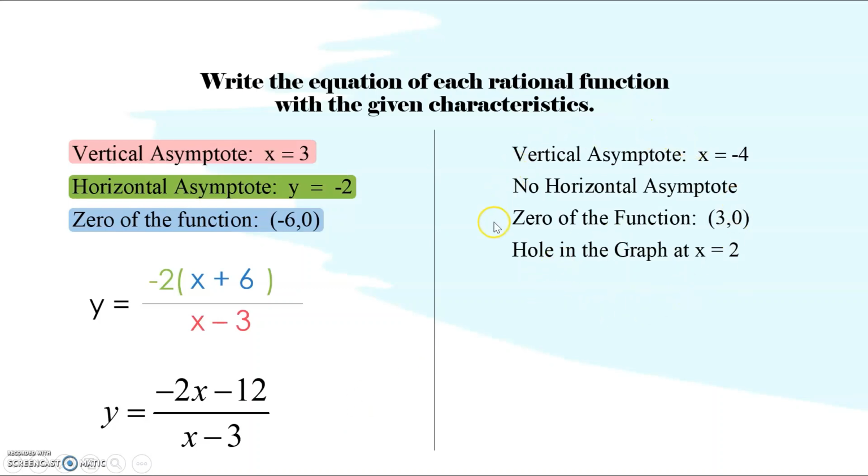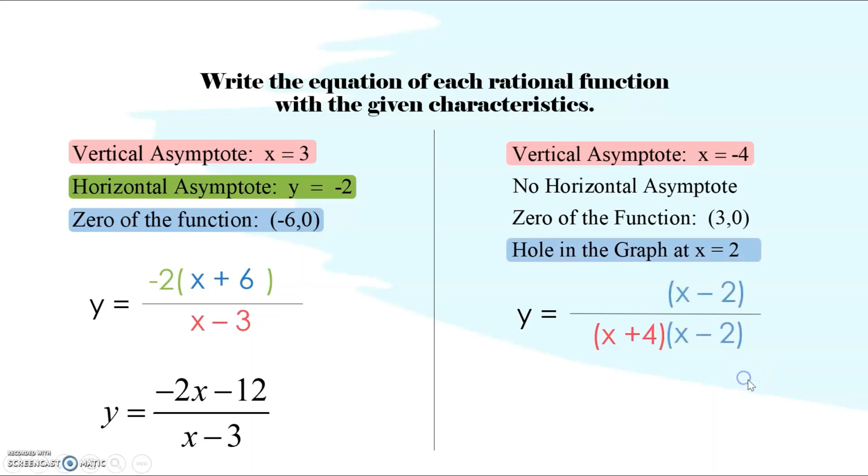Let's look at the one on the right. The vertical asymptote will be represented by a factor in the denominator. This one has a hole in the graph, and that is always represented by matching factors in the numerator and denominator. Also the zero of the function, which I could have done before the hole in the graph, it wouldn't matter. It's always represented by a factor in the numerator.